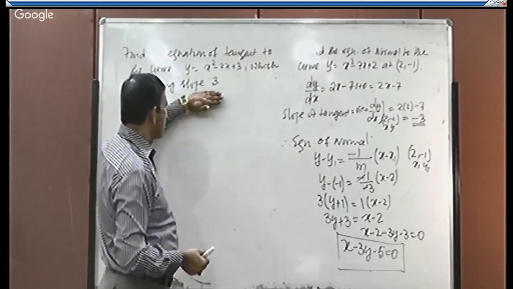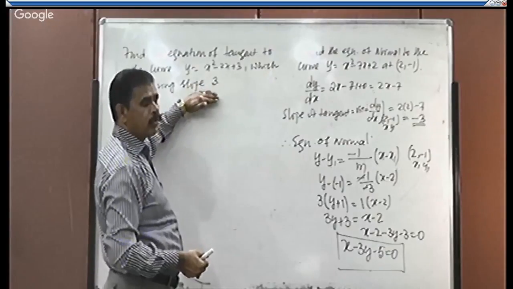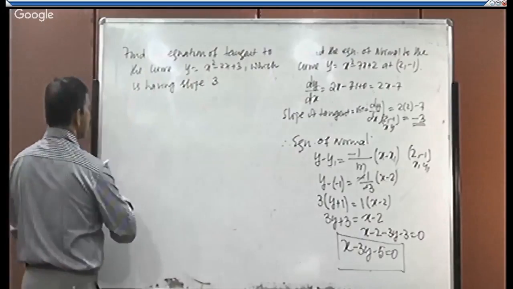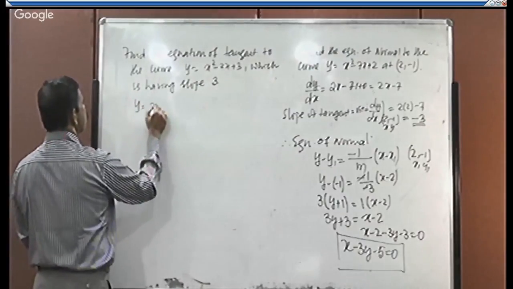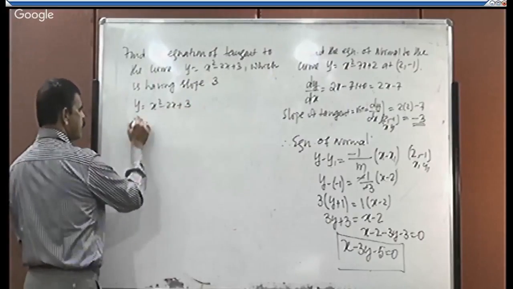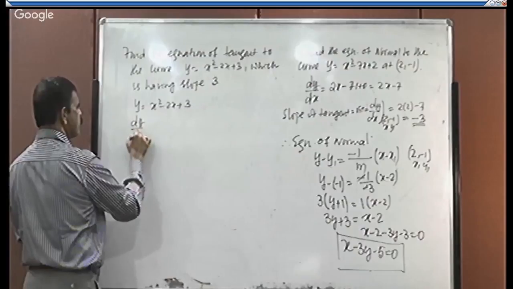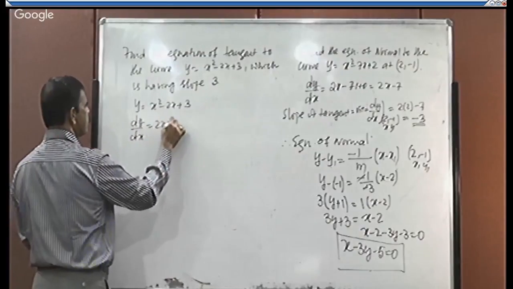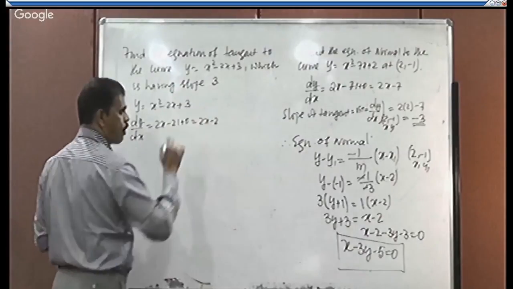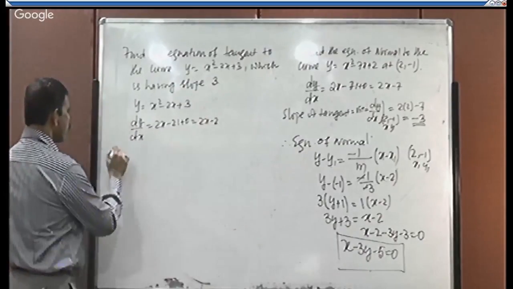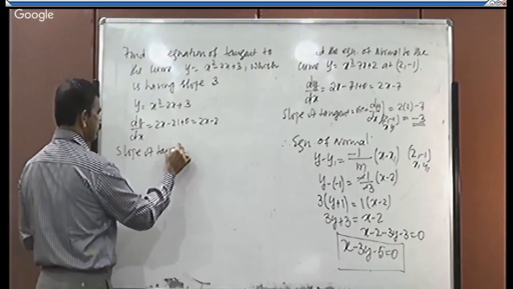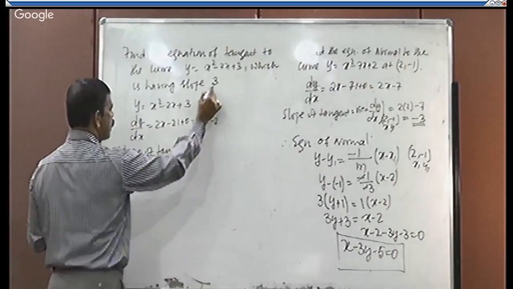From the slope we have to get the passing point. How? First, take the curve x square minus 2x plus 3. You get the differentiation. dy by dx is equal to 2x minus 2 into 1 plus 0. That is 2x minus 2. Okay. What is slope of tangent? Slope of tangent is given as 3.